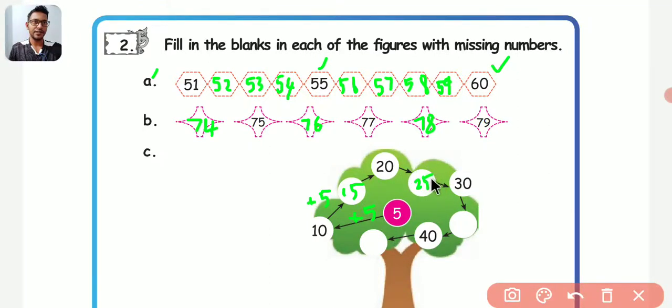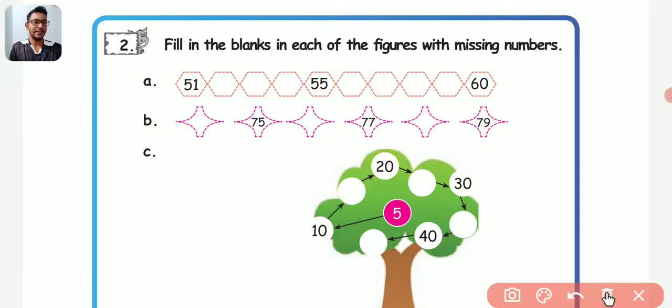Then if you add plus 5, it will become 30. 30 plus 5, 35. 35 plus 5, 40. Then 40 plus 5, 45. Now I have finished the number sequence. This is one of the number sequences, increasing by plus 5. That's all. Next.